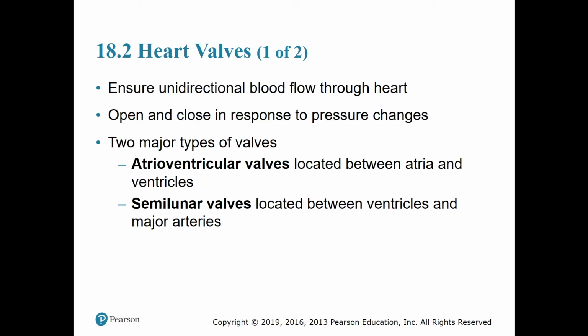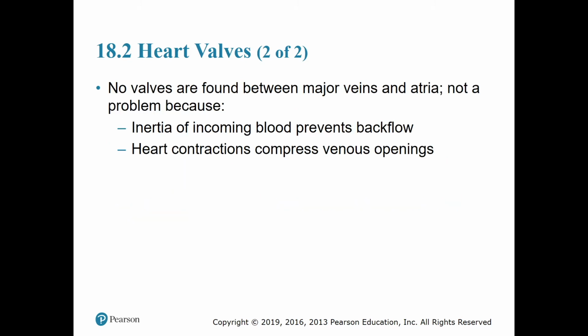Section 18.2, heart valves. The valves ensure a unidirectional blood flow through the heart. They open and close in response to pressure changes. The two major types of valves are the atrioventricular valves, located between the atria and the ventricles, and the semilunar valves that are located between the ventricles and the major arteries. Valves are not found between the major veins and atria, which is not a problem because inertia of incoming blood prevents backflow, and the heart contractions compress the venous openings.